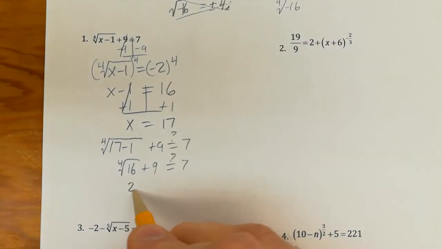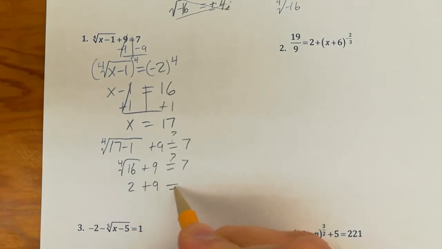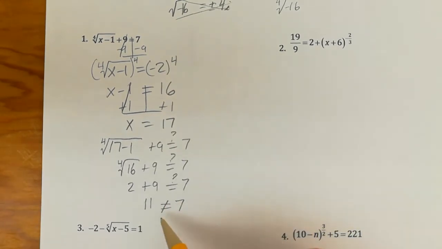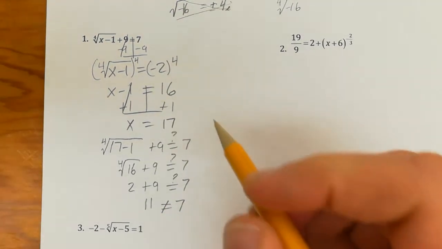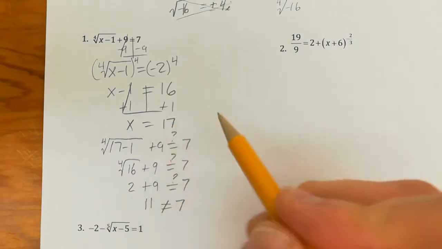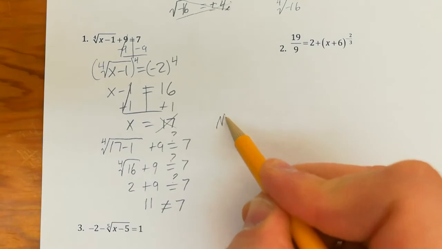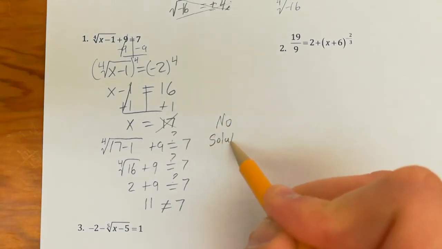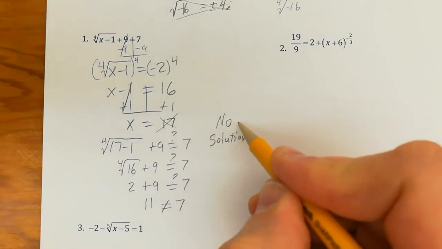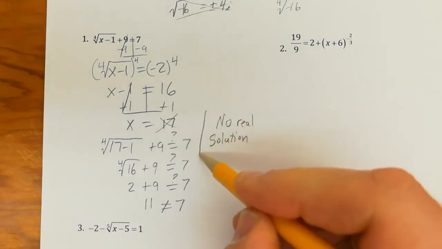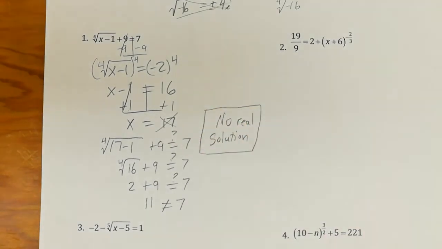So 2 plus 9, does that equal 7? No, it does not. So that means this is an extraneous solution. And so what does that mean? Well, that means we have no solution to this problem. Or really, we should say no real solution would be the most accurate way to write our answer. So no real solution on number 1.